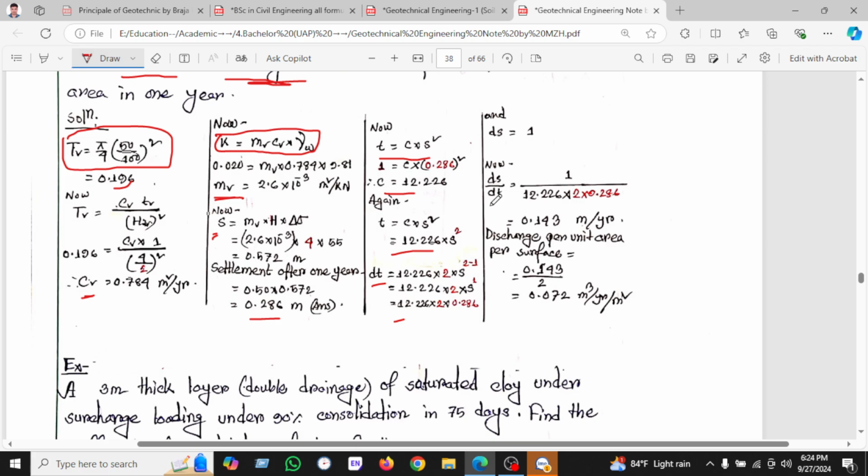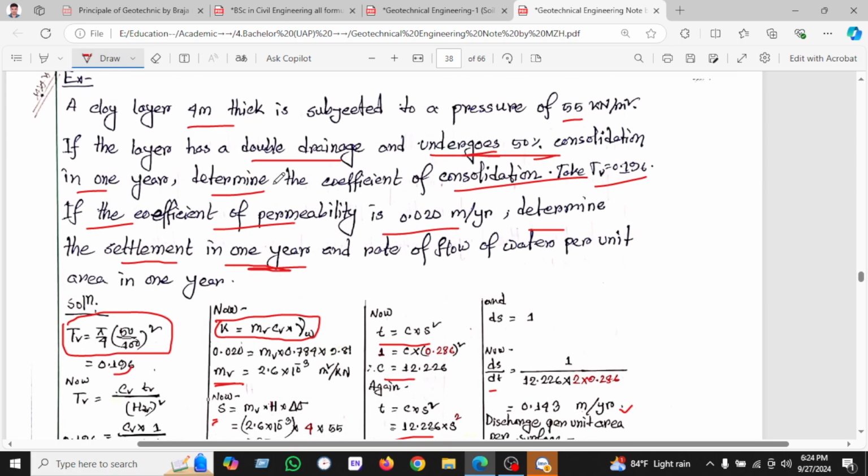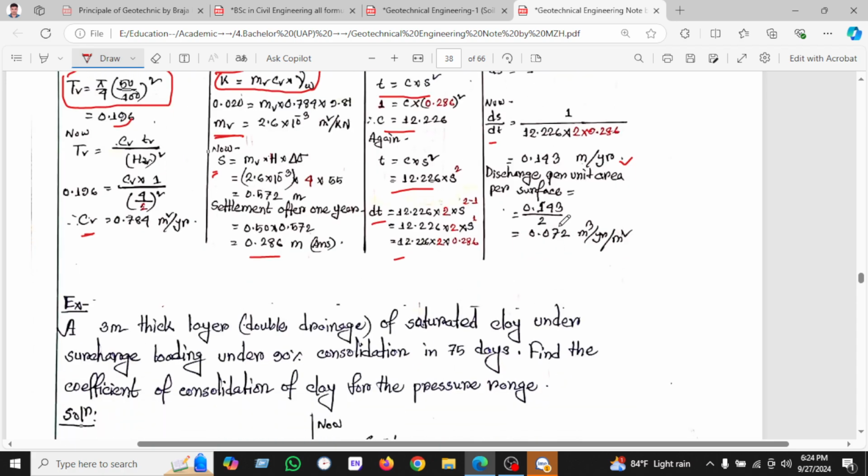So ds divided by dt is found 0.13 meter per year. This is the rate, and the rate per unit area of surface will be 0.18, which is ds by dt divided by 2, because this is the double drainage. That's why we divide by 2 and find 0.00.